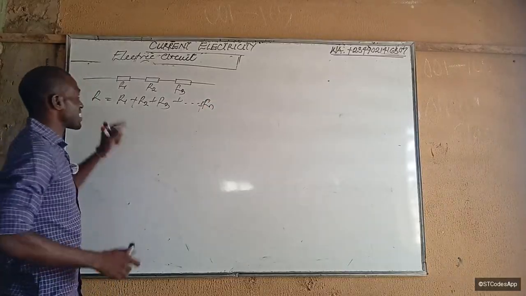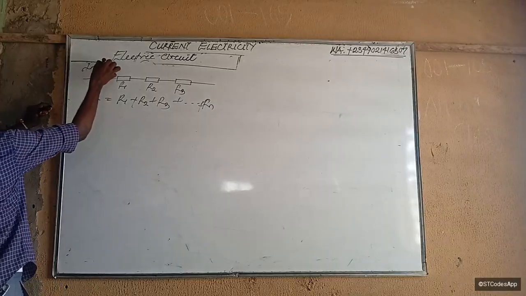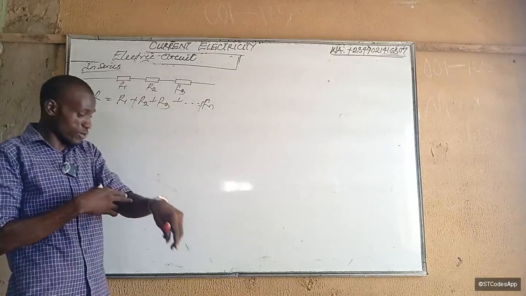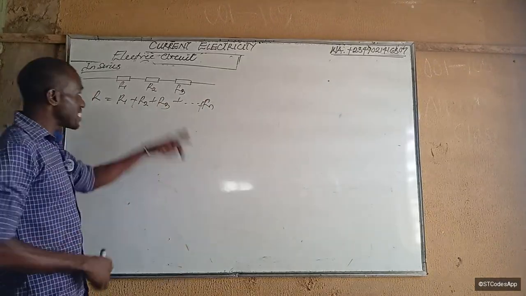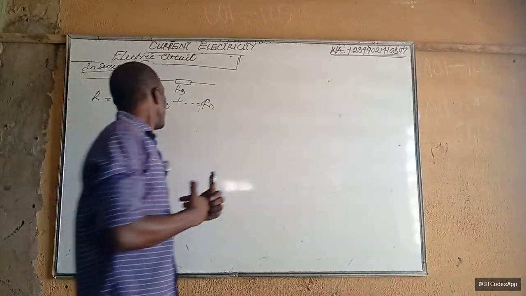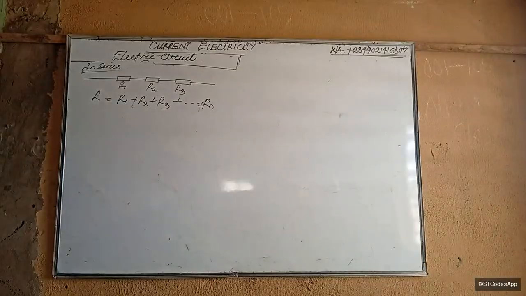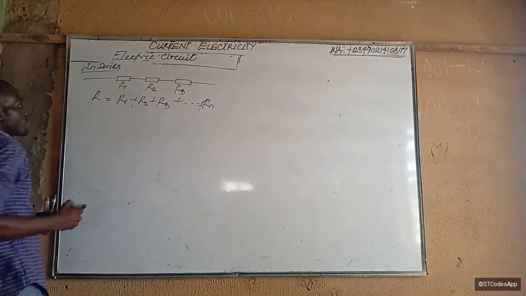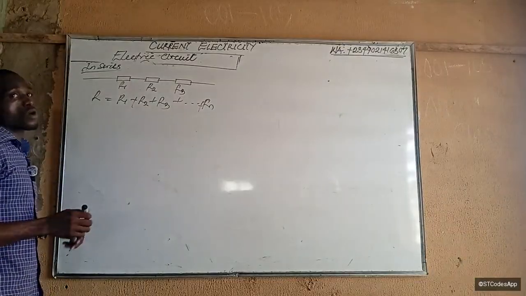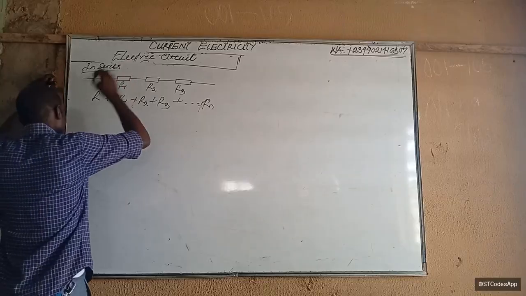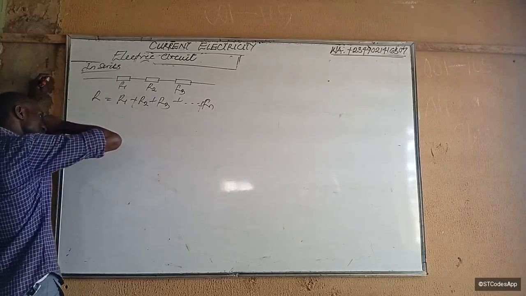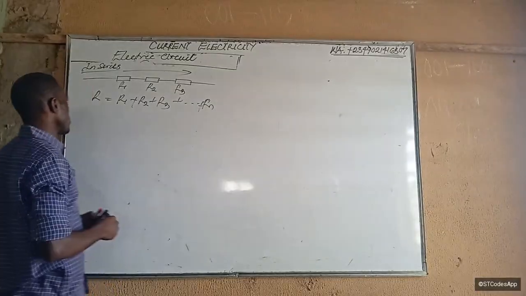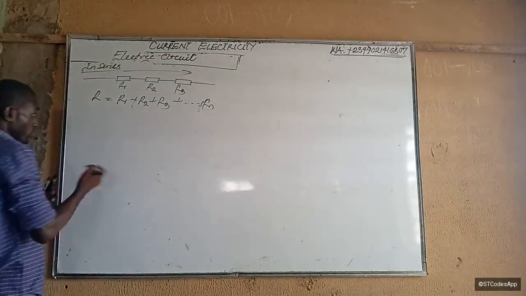The equivalent resistance in a series arrangement is always greater than the resistance of the highest resistor here. So that is in series. Now, what is it about series again? In series, the current that flows across is the same. I'm going to explain why soon. I'm going to give you something to use to remember, because students often forget.